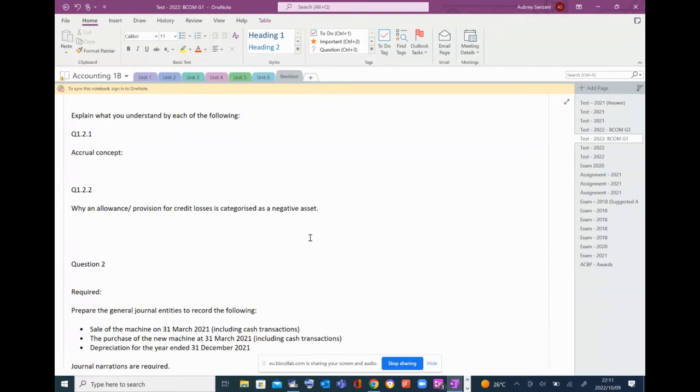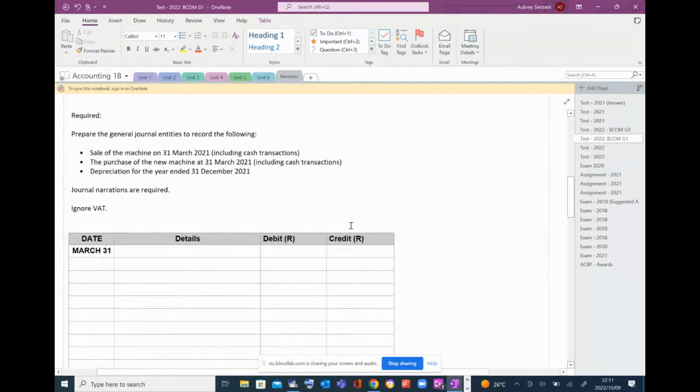So here you need to not only understand what an allowance for credit losses is, but you need to know which asset it affects. We know that it reduces our debtors, and that's why we're calling it a negative asset. Making sense? All right, let's proceed. So that was your theory, guys. Then we moved on to the meat, the real stuff.